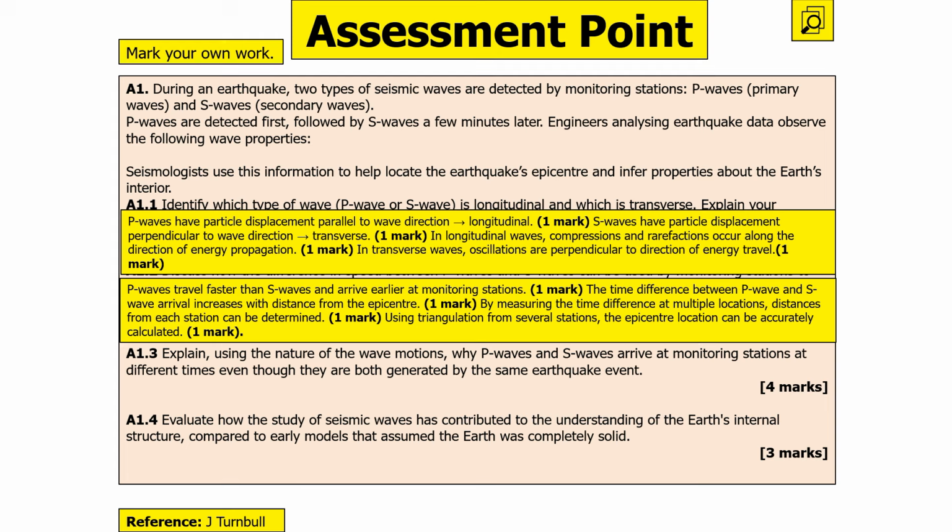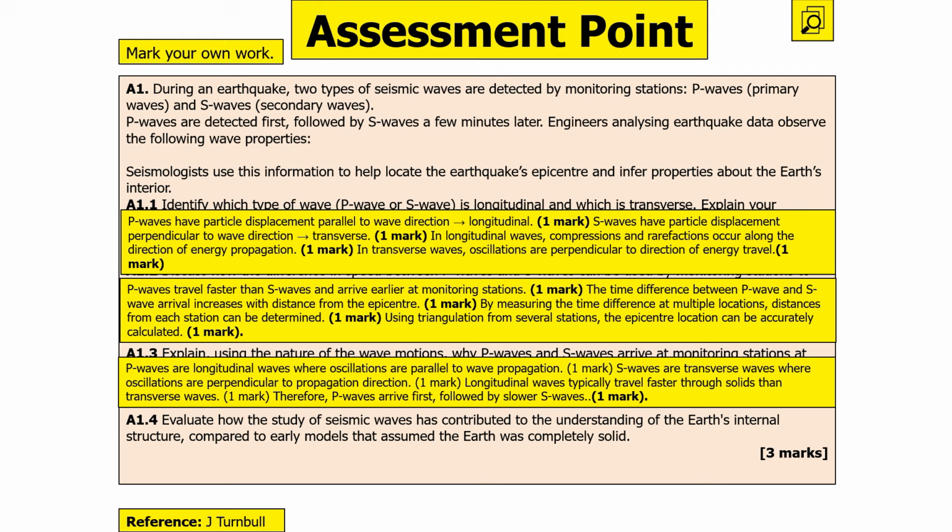Now, by measuring the different time differences at multiple locations, the distance from each station can be easily determined. Now, using triangulation from several stations, the epicenter location can be calculated accurately. Now, P waves are longitudinal, where oscillations are parallel to wave propagation. Now, S waves are transverse, where the oscillations are perpendicular to the propagation direction.